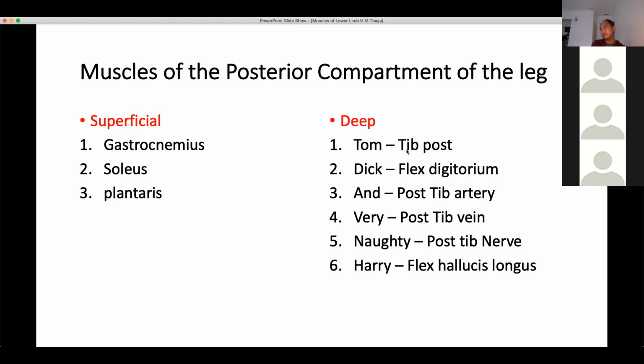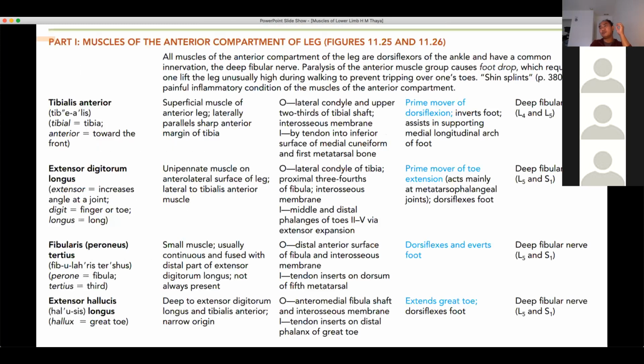Tom is tibialis posterior. We have seen the tibialis anterior. Dick is the flexor digitorum longus. And is for posterior tibial artery, very posterior tibial vein, naughty posterior tibial nerve, so neurovascular bundle here. And Harry is for flexor hallucis longus, just pulling the big toe downwards. Tom, Dick, and very naughty Harry. So Tom, Dick, and Harry, that's what you need to remember for the deep posterior group of muscles here.